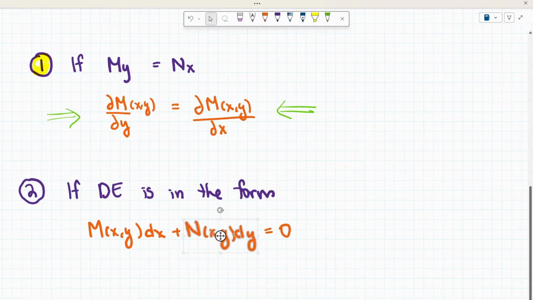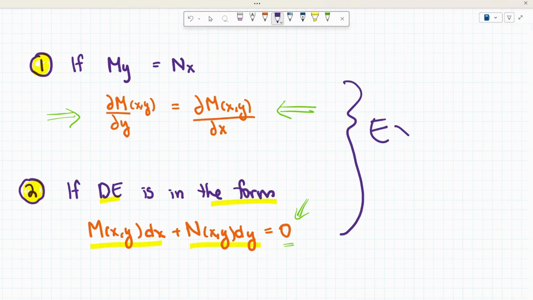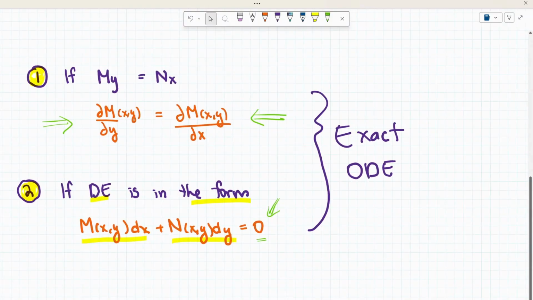So that's the first thing. Then looking at the second criteria over here, it will be exact if your differential equation follows this form over here. So you have your M dx plus N dy, and then super importantly, it has to equal 0. So if we have both of these things together, then we have an exact ODE. Okay, so you can use both of these definitions. I find this one is the easiest. You go through your equation, you first check if your partial derivatives are equal, and then you just ensure that your equation is in this form with 0 on one side of the equation.